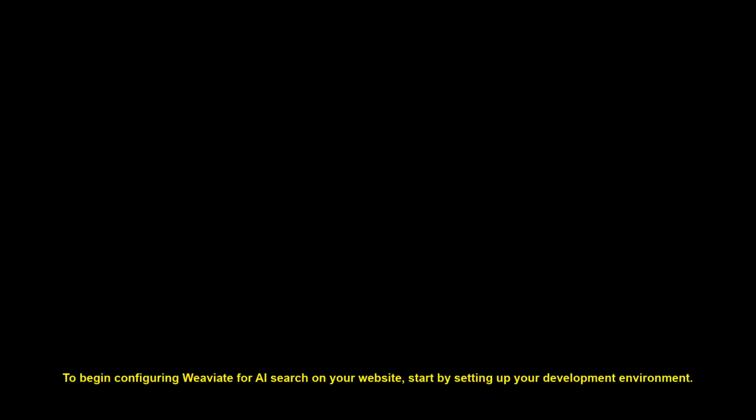To begin configuring Weaviate for AI search on your website, start by setting up your development environment. Ensure you have Docker installed on your machine, as Weaviate runs as a Docker container. Pull the Weaviate image from Docker Hub by executing the following command in your terminal.